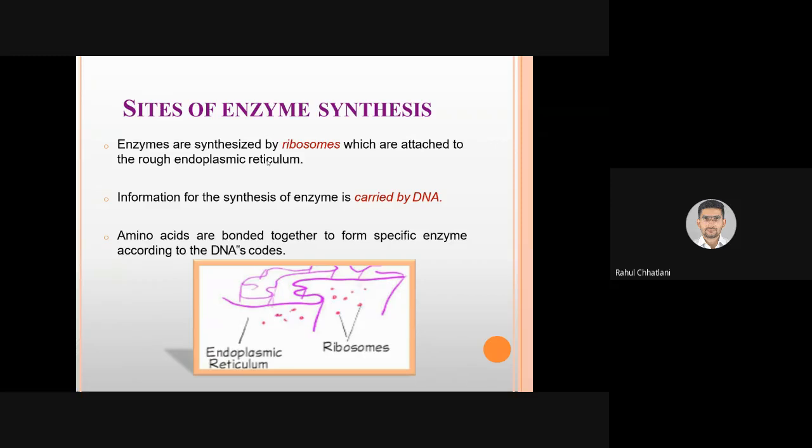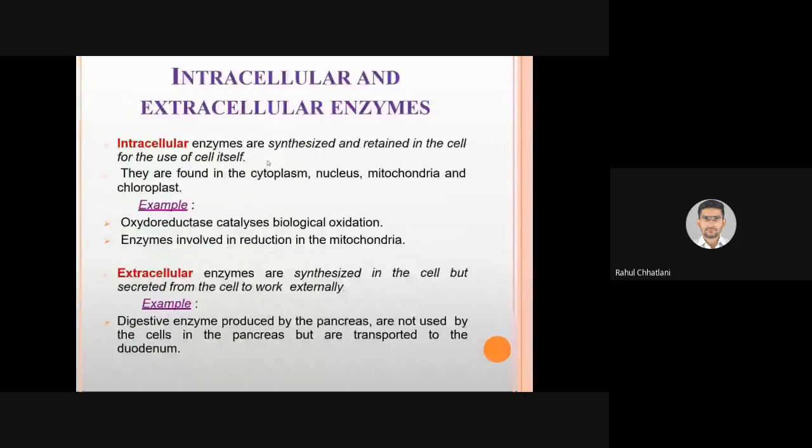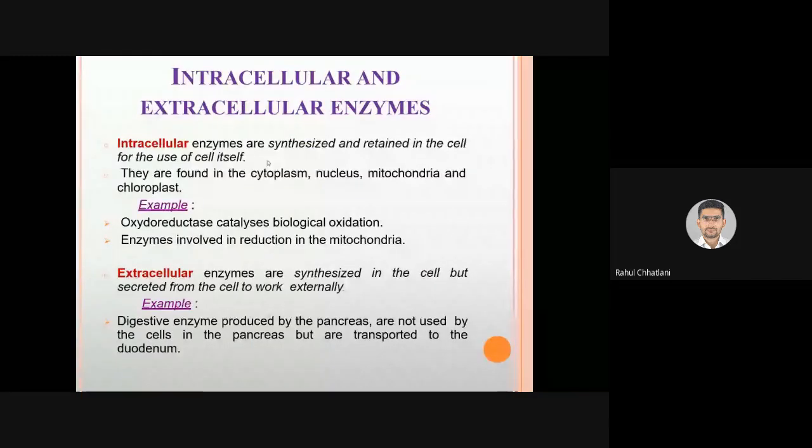Now there are two main types of enzymes, intracellular and extracellular. You can tell from the name: those that work inside the cell are intracellular, and those that go outside the cell and work elsewhere are extracellular. Intracellular enzymes are synthesized and retained in the cell for use of the cell itself. So any enzyme made by ribosomes, and that same protein, that same enzyme works in that same cell, is called intracellular.